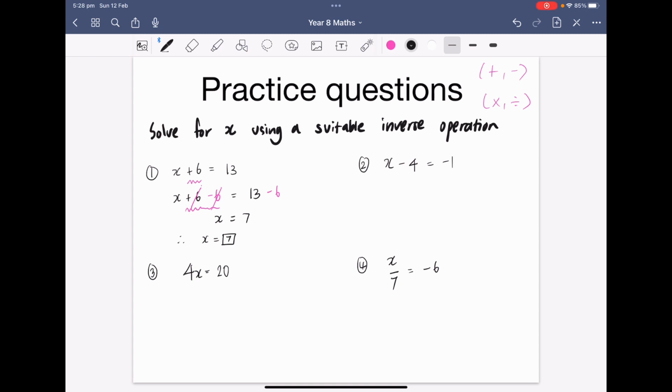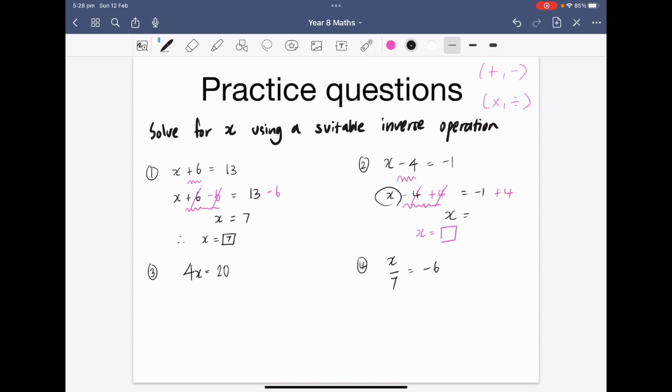Let's take a look at number 2. x minus 4 equals negative 1. Now, here you'll need to find the inverse of minus 4 so that x will be left by itself in the end, equaling a number. So, what is the inverse of minus 4? The inverse of minus 4 is plus 4. So you have to plus 4 on both sides. Minus 4 plus 4 equals 0, so you can cancel it out, and that leaves you with the x that you want on the left-hand side.